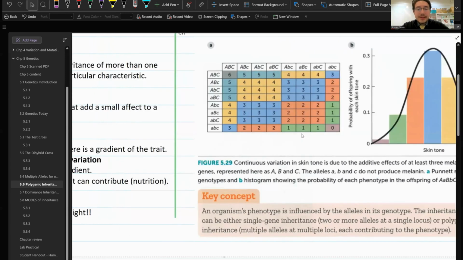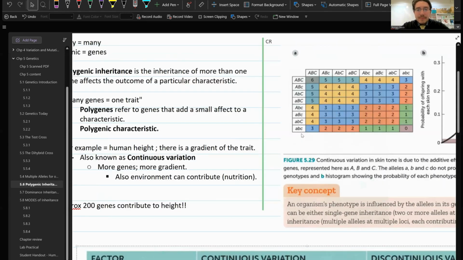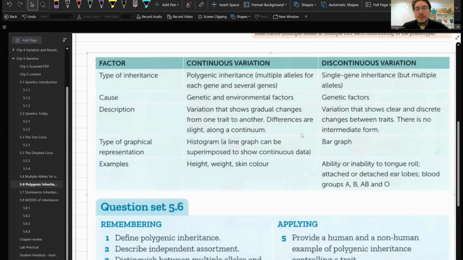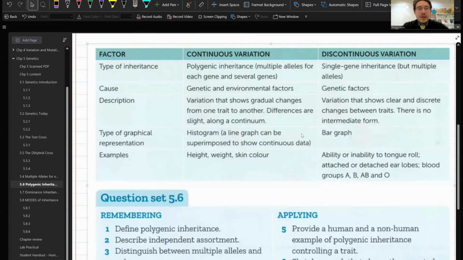So keep that in mind there. The book has a very nice table that you can use to distinguish between continuous variation and discontinuous variation. The type of inheritance for continuous variation is polygenic inheritance. Discontinuous variation would be single gene inheritance, in the case of multiple alleles. Of course, both are influenced by genetic factors, but continuous variation will tend to have the environment influencing it to some degree.